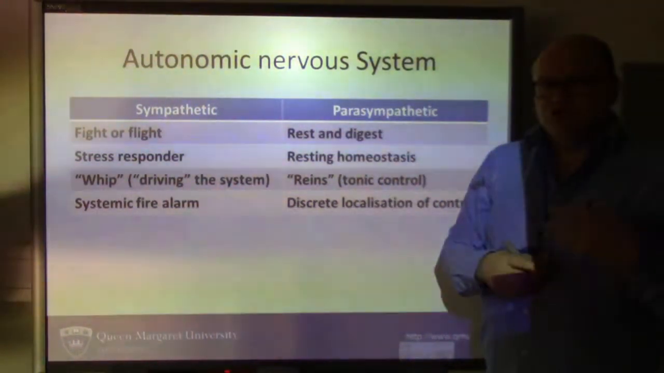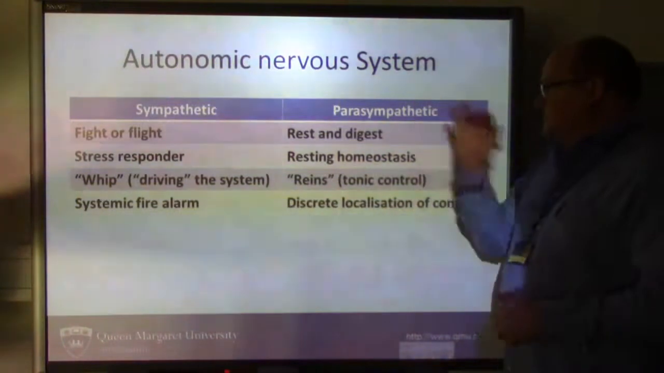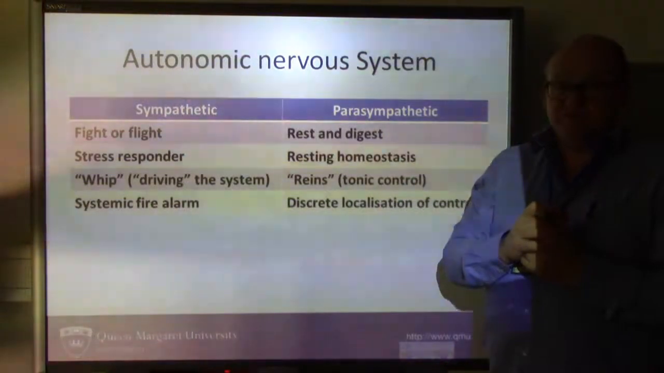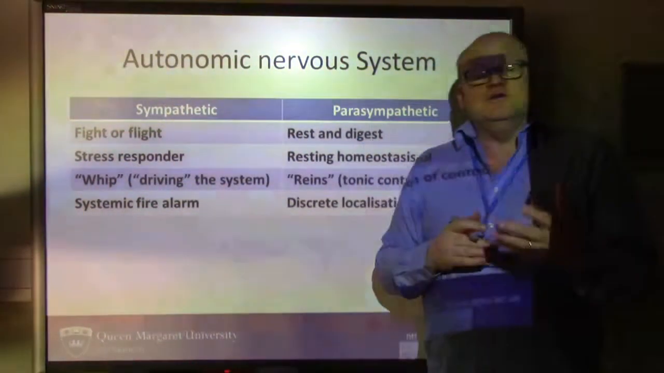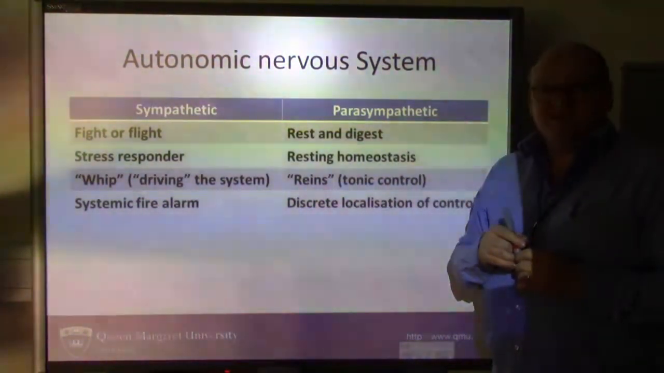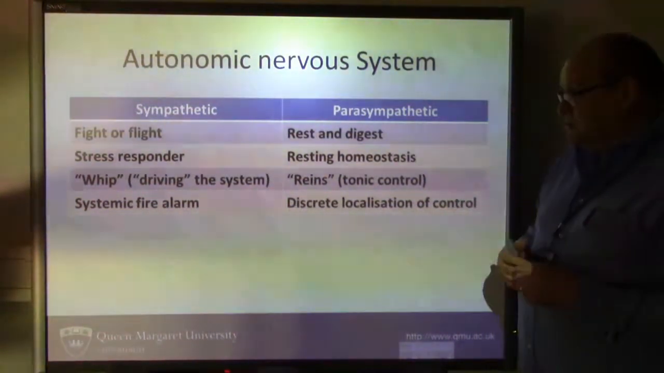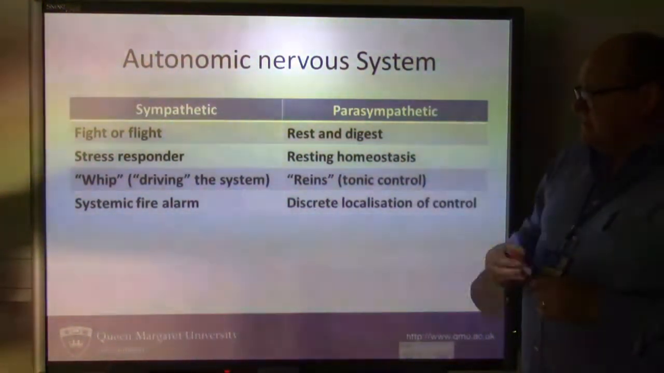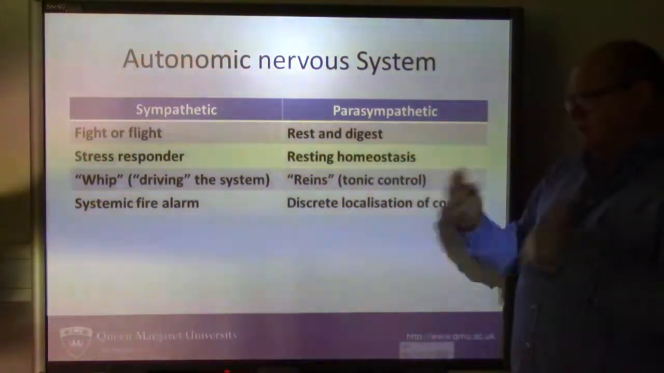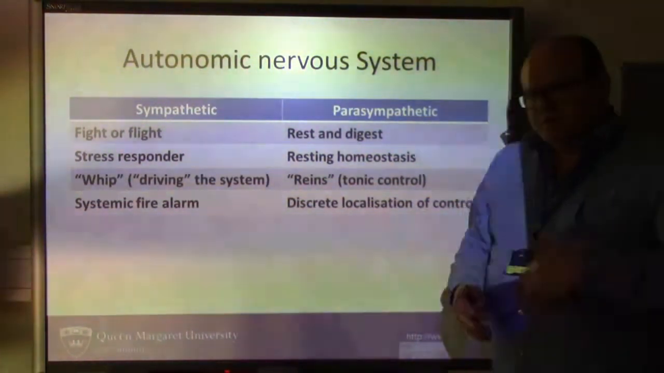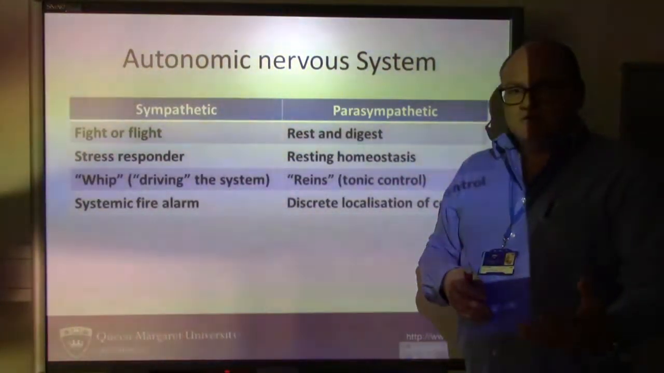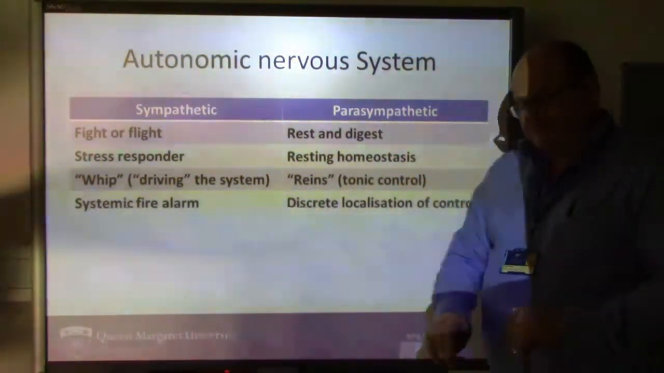Sympathetic neurons release noradrenaline to produce the effect. Parasympathetic release acetylcholine to get the desired effect. Sometimes the sympathetic with the noradrenaline is referred to as fight or flight, with the parasympathetic being referred to as rest and digest, because it's more involved in gut control. So sympathetic is, if you like, driving a system, and parasympathetic is about reining it in. For example, sympathetic neurons will drive the heart, parasympathetic will slow the heart down.